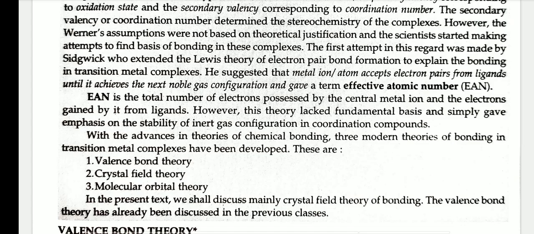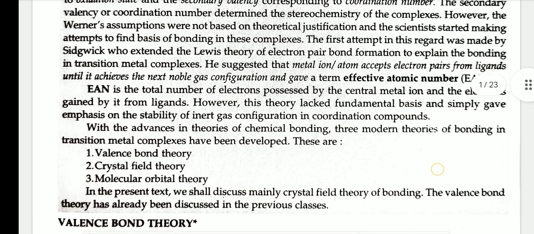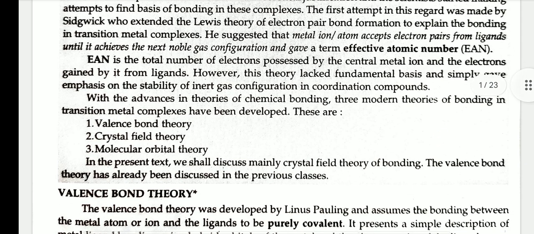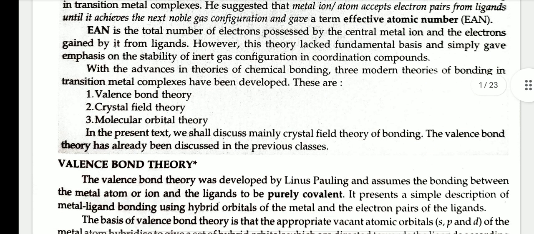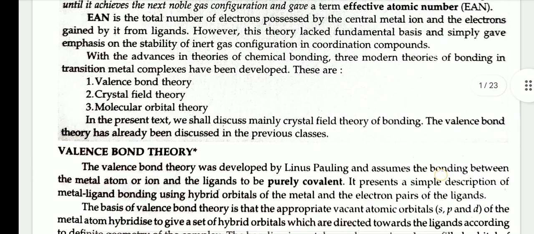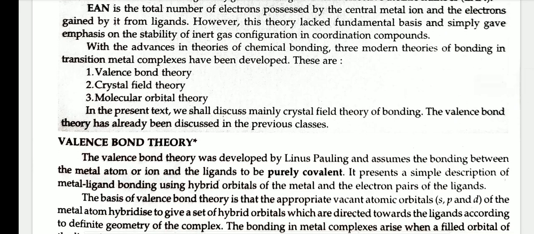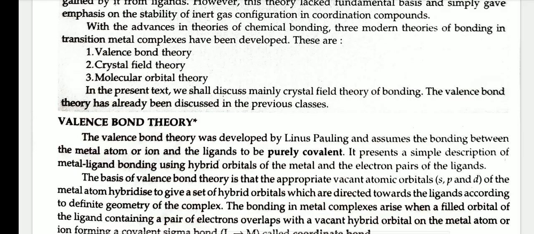With the advances in theories of chemical bonding, three modern theories of bonding in transition metal complexes have been developed. These are valence bond theory, crystal field theory, and molecular orbital theory. In the present text, we shall discuss mainly the crystal field theory of bonding. The valence bond theory has already been discussed in the previous classes.